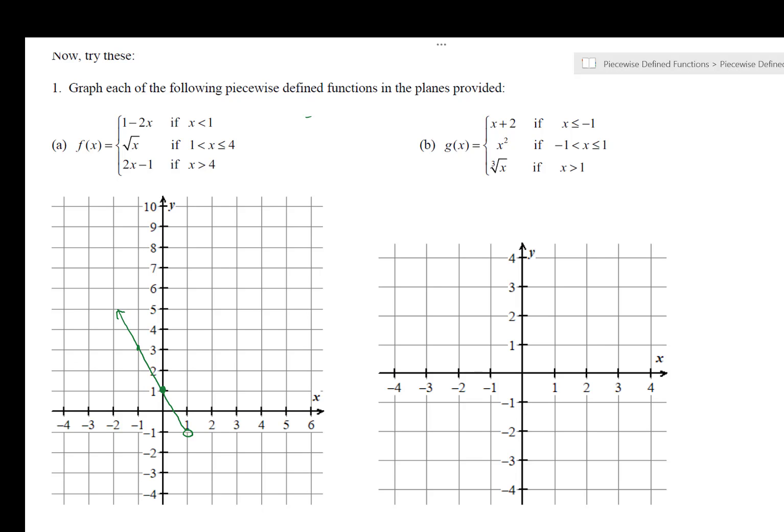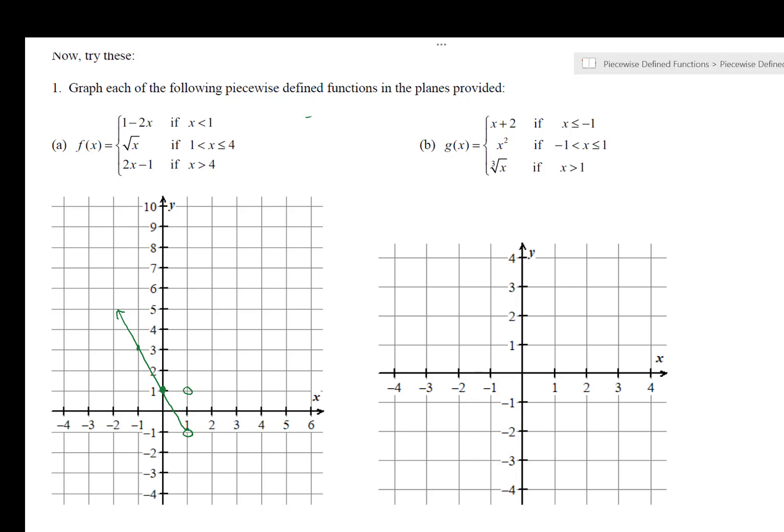Notice it's also not defined to be this rule at 1. See, it's strictly bigger than 1 there. So in fact, this function doesn't even have an output at 1. If, however, we graph y equals square root x, then at 1 we would be at 1. So it starts there, but not equal to.